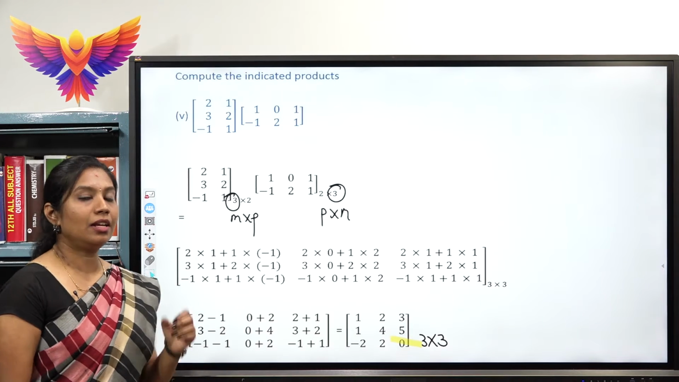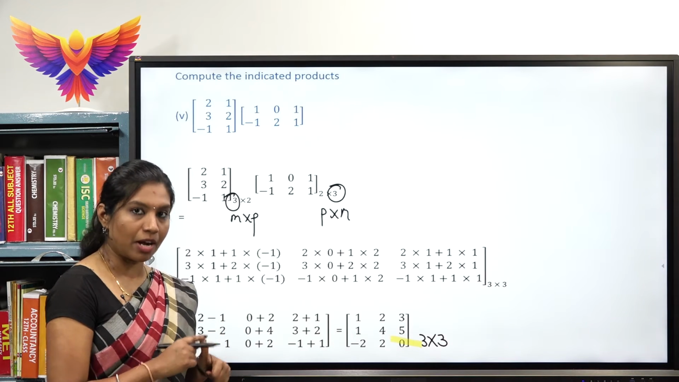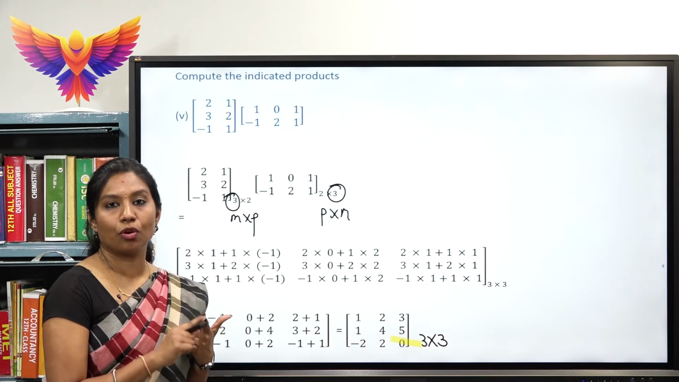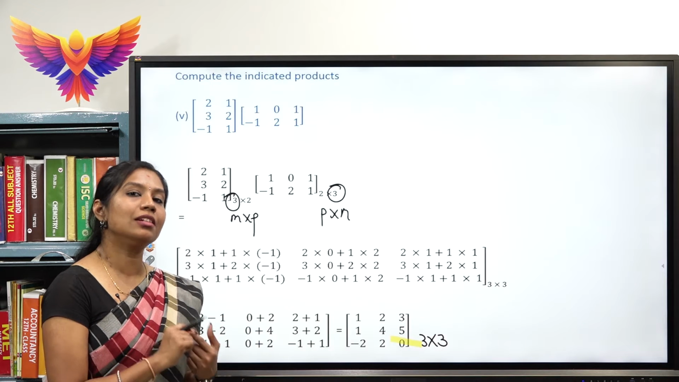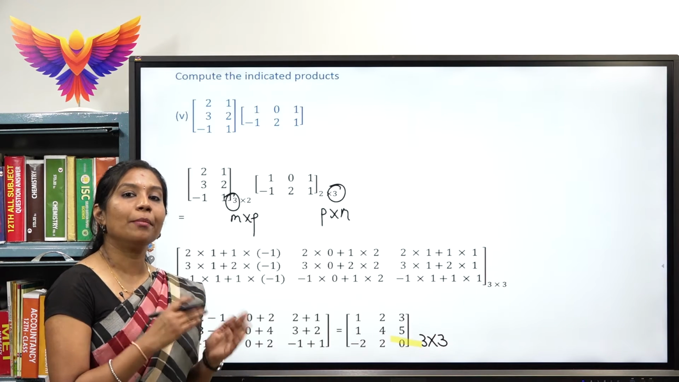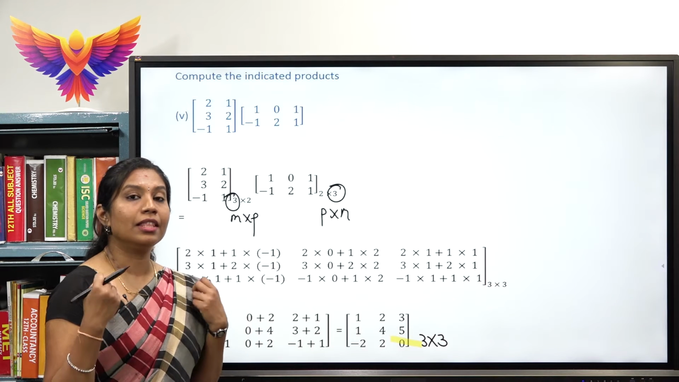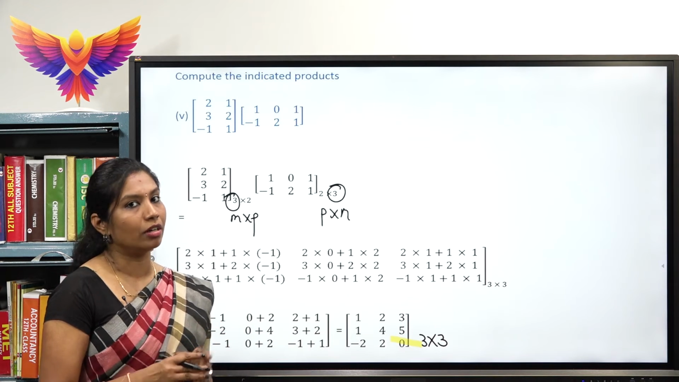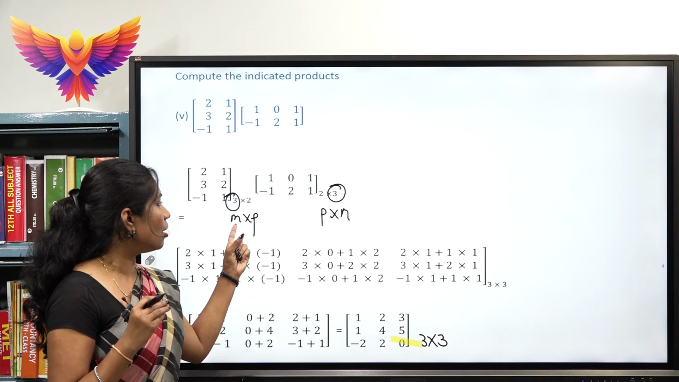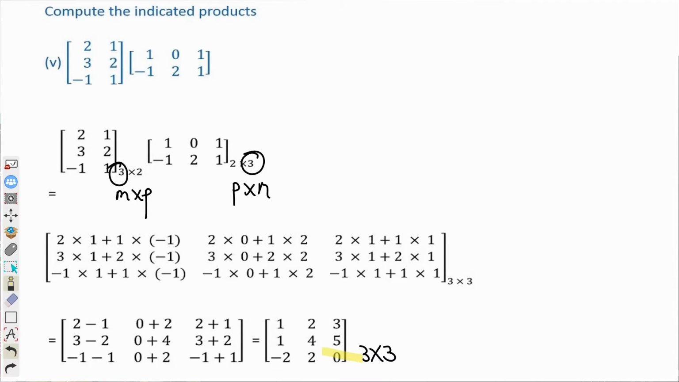When you are multiplying, the first thing that you need to check is the number of columns of the first matrix should be same as the number of rows of the second matrix, and the result matrix whatever we are getting after you multiply should be of order m cross n. We will be generally talking of it as m cross p into p cross n. The required matrix will be of order m cross n, which is the number of rows of the first matrix and the number of columns of the second matrix.